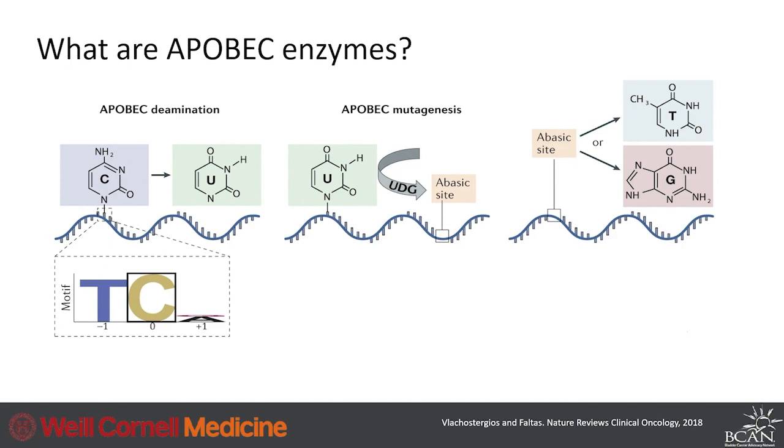So, a brief introduction to APOBEC3 enzymes. These enzymes have 11 members in humans, and they deaminate cytidine in the preferred TC motif in single-stranded DNA and RNA. So they result in C-to-T or C-to-G mutations in the DNA due to the DNA repair mechanism, or C-to-U editing in the RNA.